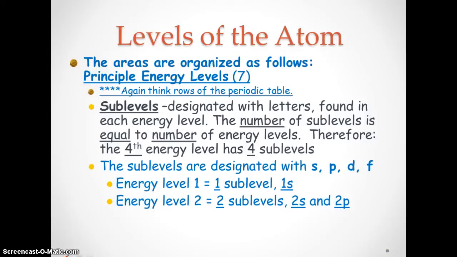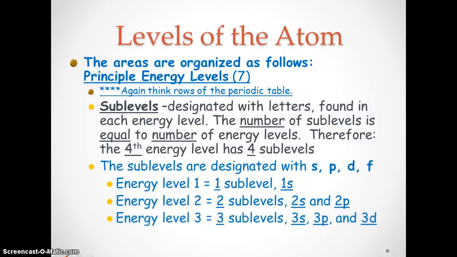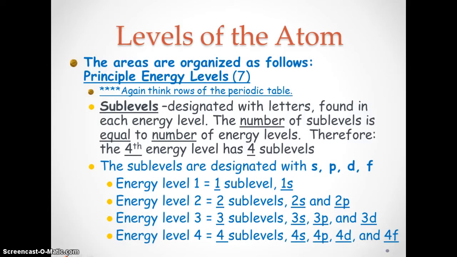So the sublevels are designated with the letters S, P, D, and F. Energy level number 1 has 1 sublevel, 1s. Energy level 2 has 2 sublevels, 2s and 2p. Energy level 3 has 3 sublevels, 3s, 3p, and 3d. And energy level 4 has 4 sublevels, 4s, 4p, 4d, and 4f.